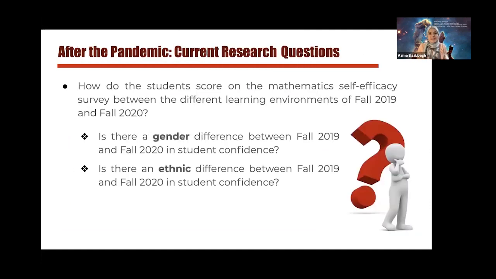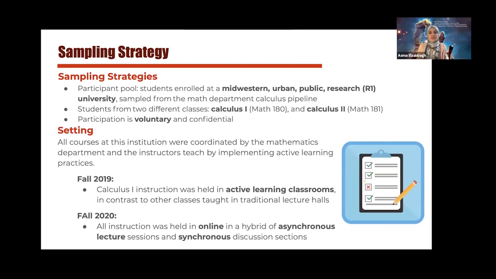However, because of the pandemic, the environment in which students were, which affects their active learning, completely changed. So the focus of our question changed, even though we still administered the fall 2020 survey. So now we're asking, how do the students score on the mathematics self-efficacy survey between the different learning environments of fall 2019 and fall 2020? So we were focused on the gender differences that came out and the ethnic differences that we could see between fall 2019 and fall 2020 and the completely different environments that students were in.